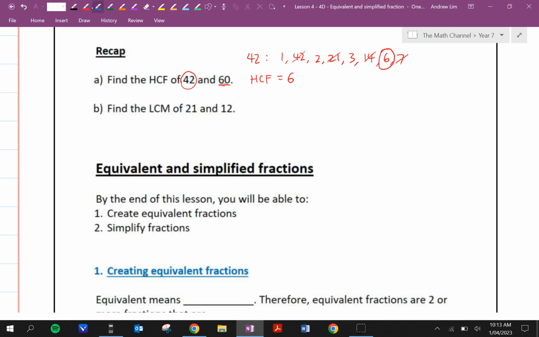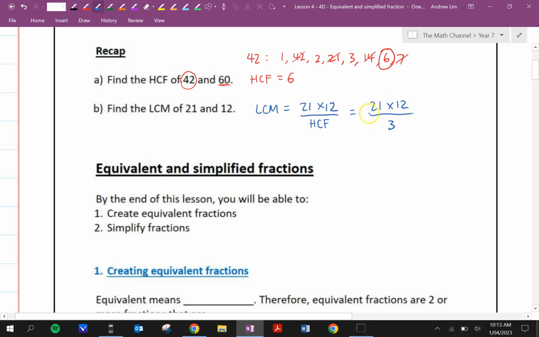Question B, to find the lowest common multiple of 21 and 12. The lowest common multiple, we're going to multiply them and then divide it by the highest common factor. Now, what's the highest common factor of 21 and 12? You should be pretty familiar with this process by now, hopefully you'll be able to get it straight away. The highest common factor is 3. That's the biggest number I can divide both 12 and 21 by.